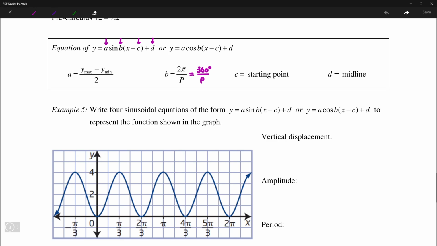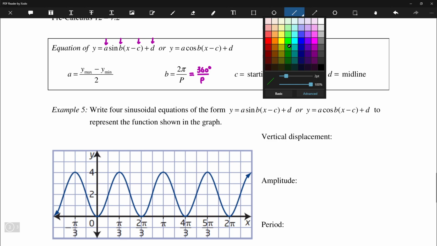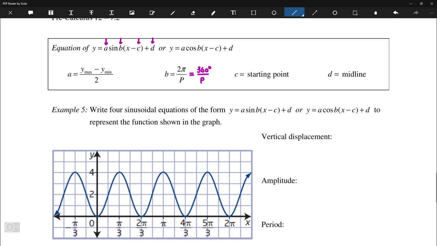Well, we'll start with the easy parts. In this case, we can see the midline. It's right here at y equals 2. So because the midline is at y equals 2, we can already tell that the vertical displacement must be 2. So in other words, the d value is equal to 2.